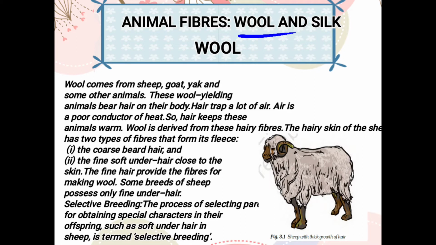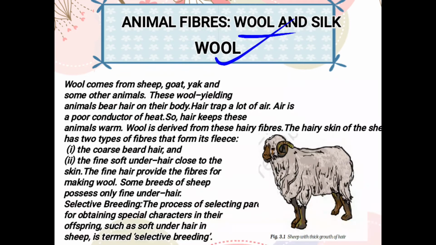Now, artificial fibers are what? Artificial fibers are those fibers which man is able to make. They are not obtained naturally. They are made by man. So whatever fibers are made by man are called artificial fibers. And examples of artificial fibers are nylon, rayon, polyester, etc. So these are some kinds of artificial fiber.